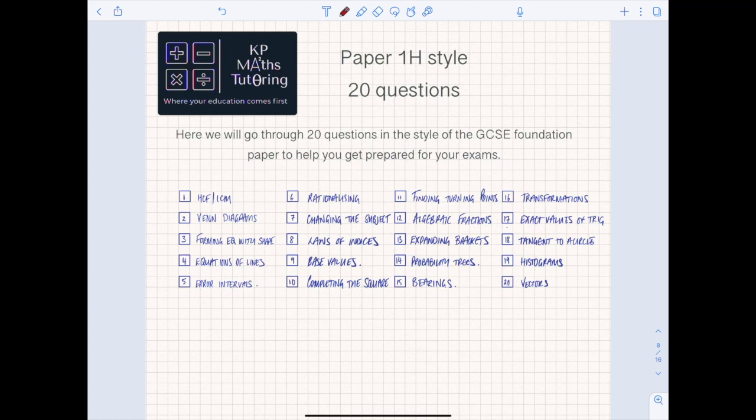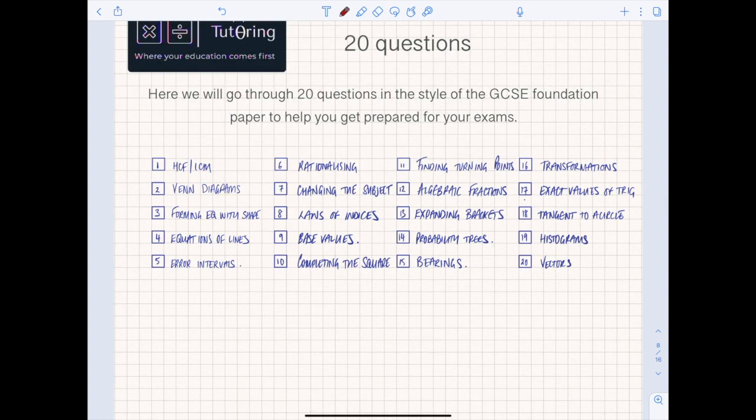I suggest you go back and make sure you spend some time revising the ones that you are not 100% sure on, and get yourself prepared for that paper 1 coming up.